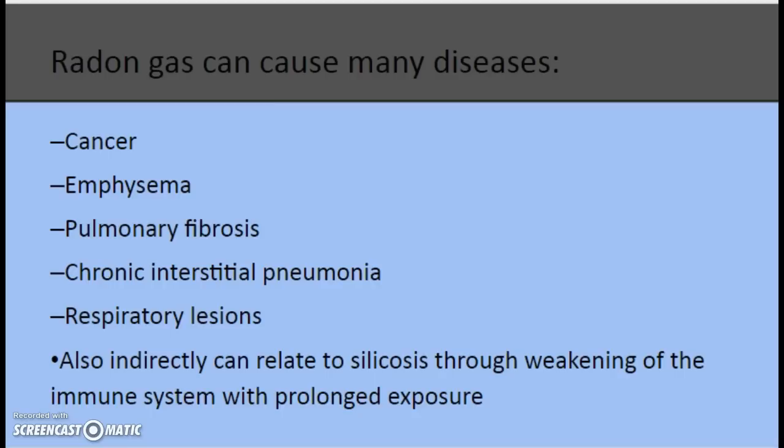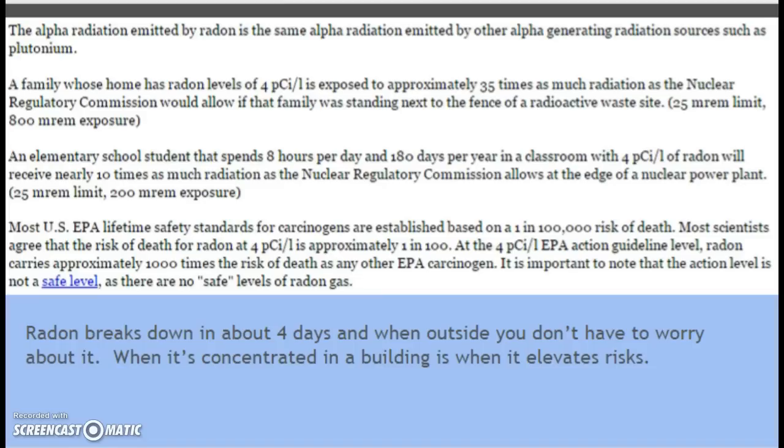Radon gas causes many diseases, especially cancer. One of the government documents said it's like 20,000 cases a year of lung cancer and other problems from radon gas. And to talk about how dangerous it is, if you have a home that has high levels of radon, it's approximately 35 times as much radiation as the Nuclear Regulatory Commission would allow if you were standing next to the fence of a radioactive waste site. Okay? Think about that. You've seen in movies radioactive waste sites where you never want to go, and your home could be just as dangerous.